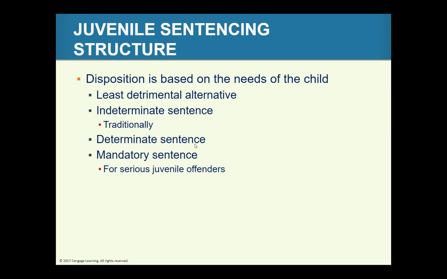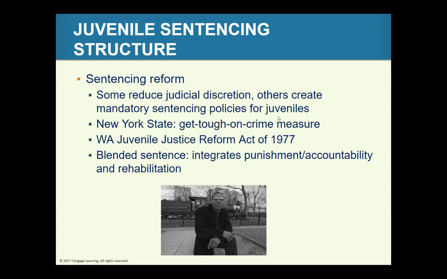So probation is the disposition of choice, even in serious cases, and it really has grown in recent years. Most states and courts insist that the purpose must be rehabilitation and not punishment. So the practice has been to place children in the least detrimental alternative in order to foster the child's growth and development. Indeterminate sentencing is used traditionally in many states. Other states also have passed laws creating mandatory sentences for serious juvenile offenders. So there has been some sentencing reform.